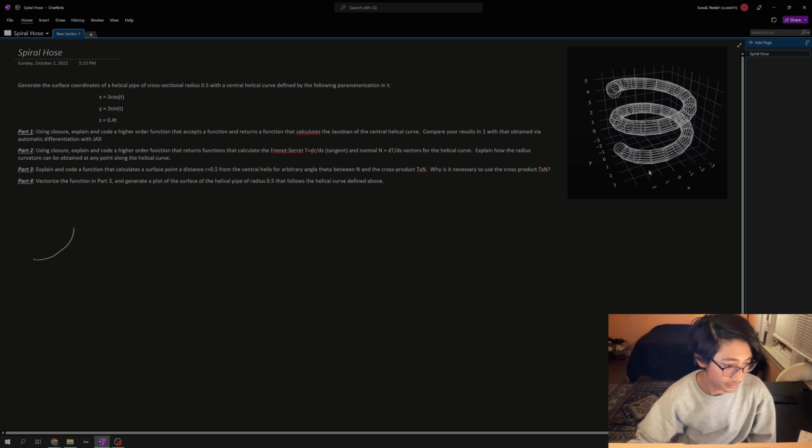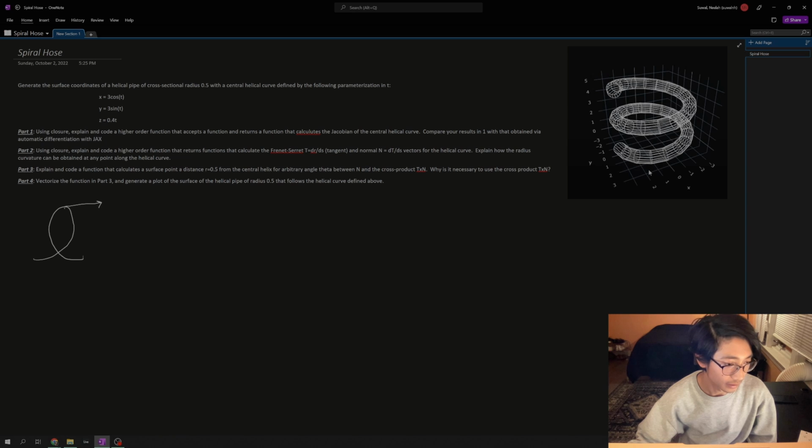So we have this curve, and what we need is a tangent vector, a normal vector, and a binormal vector that's normal to both the tangent and the normal vectors. And we need to find these at any point on the path of the helix or the spiral. Now, according to the Frenet-Serret formula, the unit normal vector is equal to the derivative of the unit tangent vector with respect to the arc length.